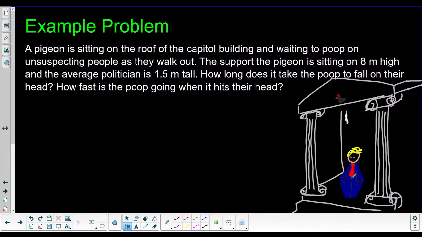So let's figure out, what are we looking for? How long does it take? That sounds like we're looking for some time, for the poop to fall on their head. How fast? This could be speed or velocity. We'll say velocity just to be safe. Was it going when it hit their head? Okay. So if we're looking for a velocity, we're probably going to need the velocity equation.